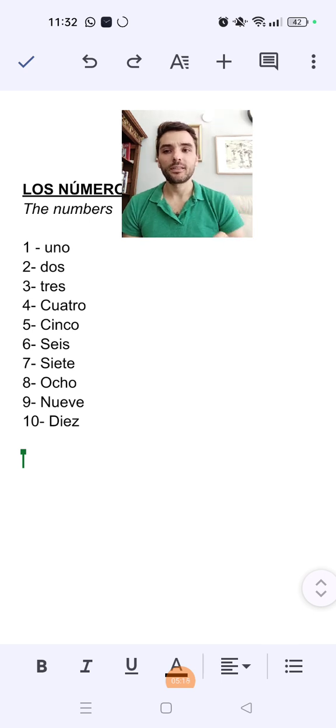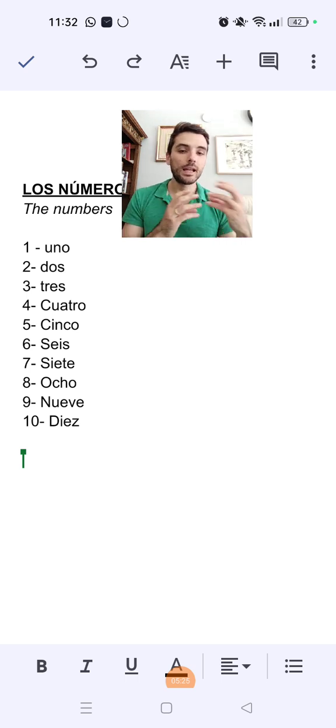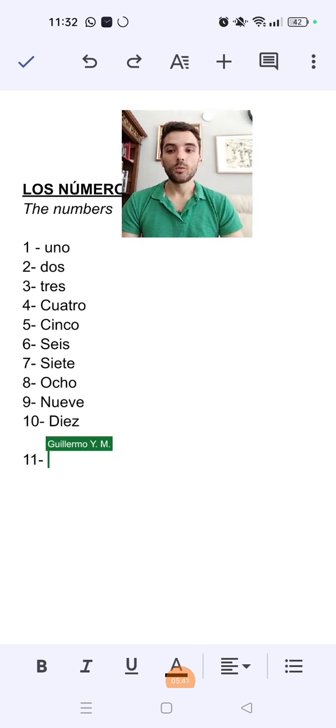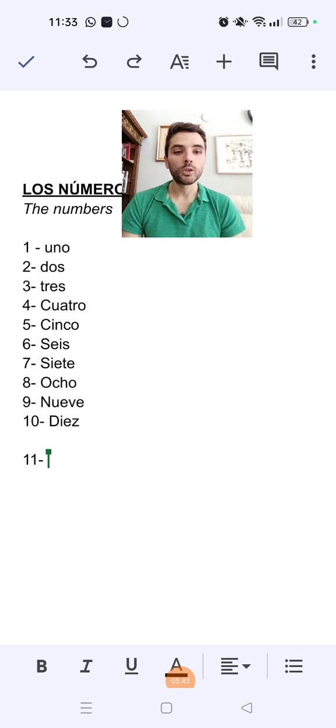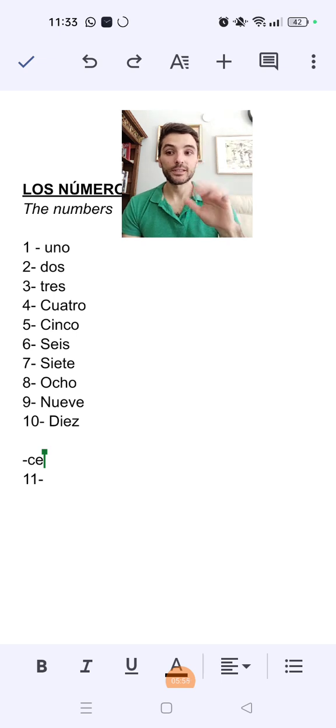So these are the first 10 numbers, and this is the base of the numeric system. Once you know by heart these 10 numbers, you are gonna be pretty good when we are speaking about numbers. From then on, we are gonna be adding things to these 10 original numbers. We're gonna see some patterns and clues to successfully remember the rest of the numbers. So, for example, we are going to add the suffix ce for the first 5 numbers.